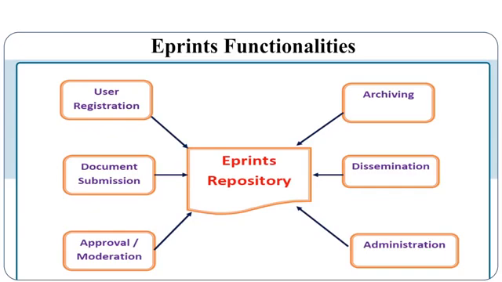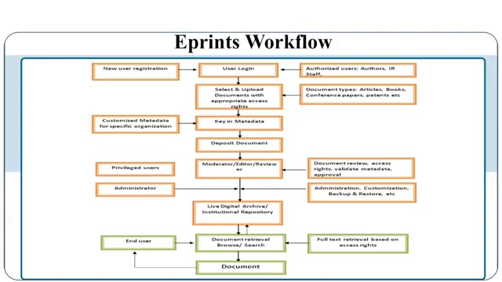Students, now you have the functionalities of ePrints. Now let us see how it works. Let's understand how the ePrints workflow is designed. For better understanding, the workflow is divided into 2 parts. You can see in the presentation, one is a brown part and the other is a green part. The brown part is for the administrator or authorized users, and the green part is for end users.